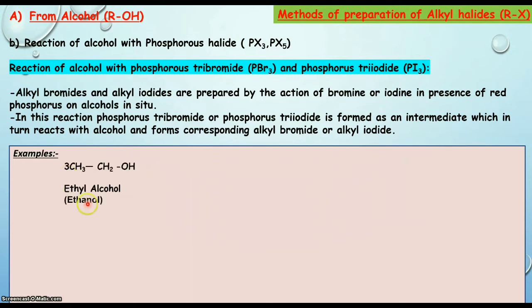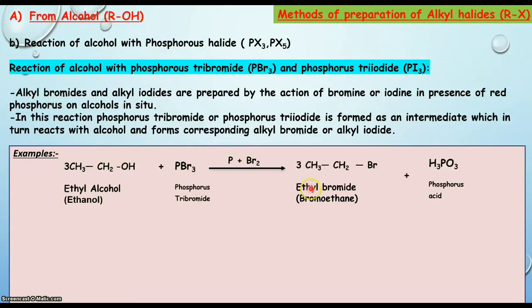Here are the examples. Ethyl alcohol, as usual, 3 molecules of ethyl alcohol are taken here, plus PBr3, that is phosphorus tribromide, results in the formation of 3 molecules of ethyl bromide and phosphorus acid, as 3 hydroxyl groups of alcohols are replaced by 3 bromines, and that results in 3 molecules of ethyl bromide. The next example is isopropyl alcohol or propan-2-ol.